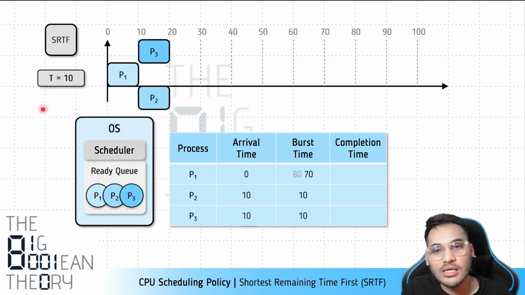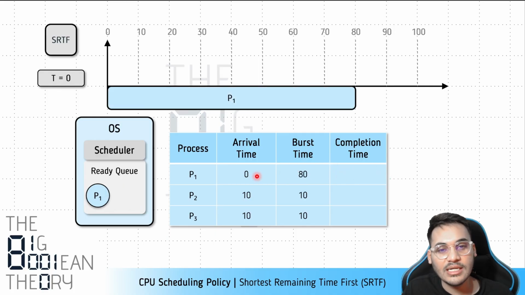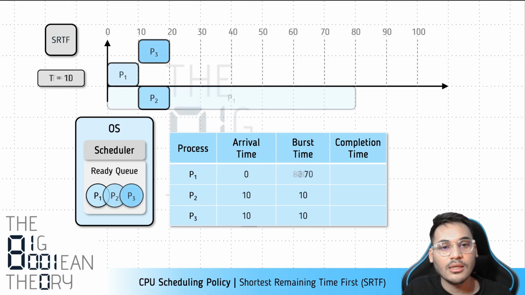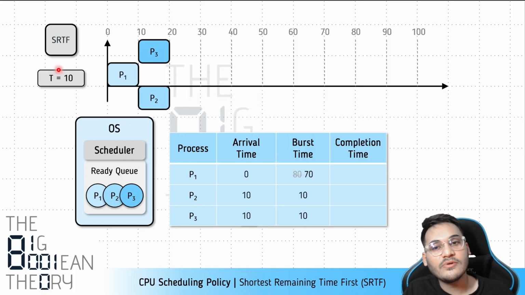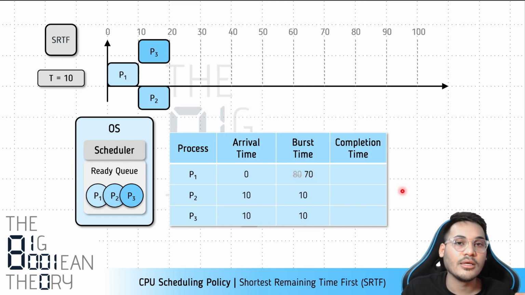Then at t equals 10, the two remaining processes P2 and P3 arrive. Now at t equals 10, we have to notice what has happened with P1. Out of the 80 milliseconds of work that was planned, P1 has already executed for 10 milliseconds. So the remaining time that is left for execution is 70. From 80, 10 is already done. This means that P1 now needs 70 milliseconds more of execution. So this is the remaining time that we should be aware of.